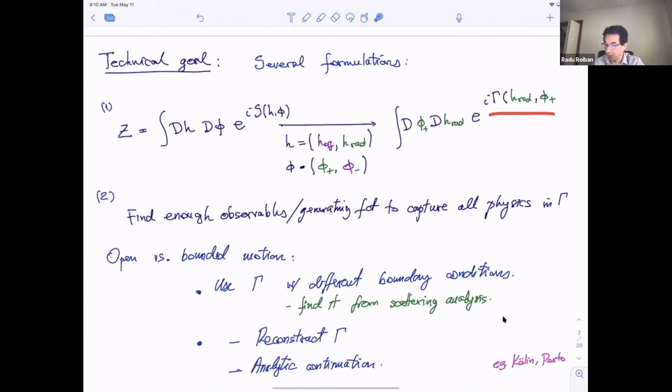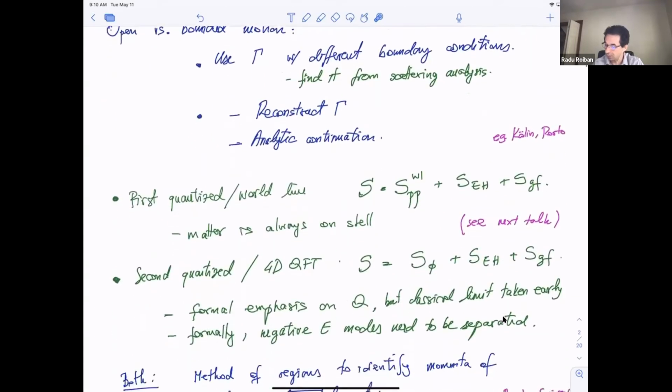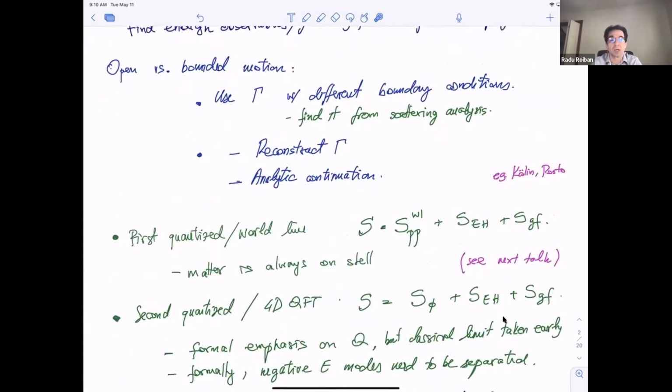For either one of these two approaches, one has several methods. For example, one could use a first quantized or worldline type approach where the starting action is a point particle action, Einstein-Hilbert, together with some gauge fixing. I will not say anything more about this because the next talk will use this kind of approach, to my understanding. The second version, which will be the focus of this talk, is a second quantized or four-dimensional quantum field theory type of approach, where the action, as I was mentioning, is some matter action coupled with Einstein-Hilbert and some gauge fixing. And we will quickly do away with the action.